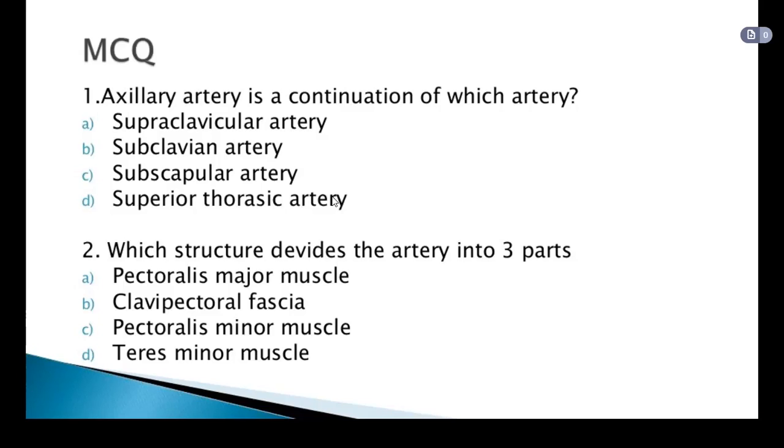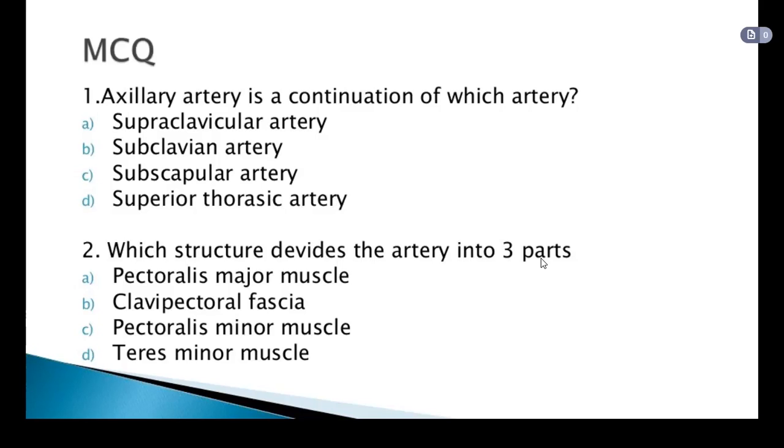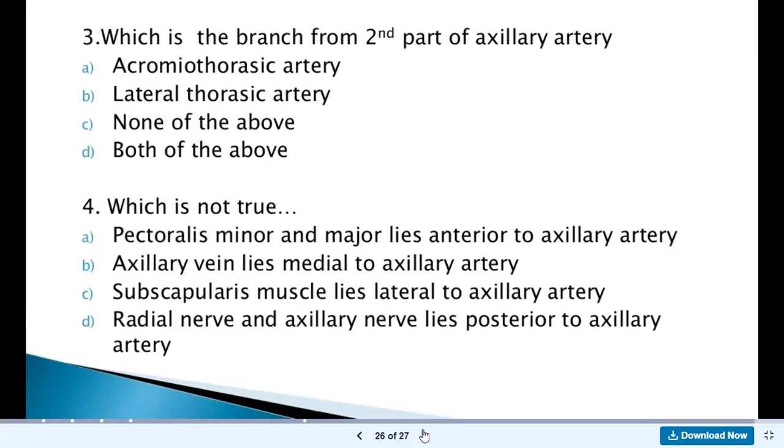Subclavian artery. Which structure divides the artery into three parts? A, pectoralis major muscle. B, clavipectoral fascia. C, pectoralis minor muscle. D, teres minor muscle. Pectoralis major muscle. Major or minor? Minor. That divides it into three parts. Minor. Okay.